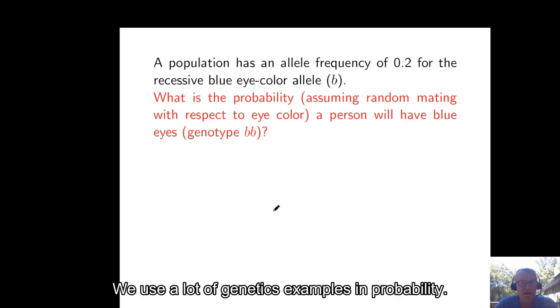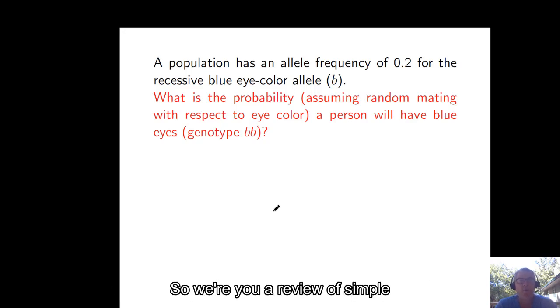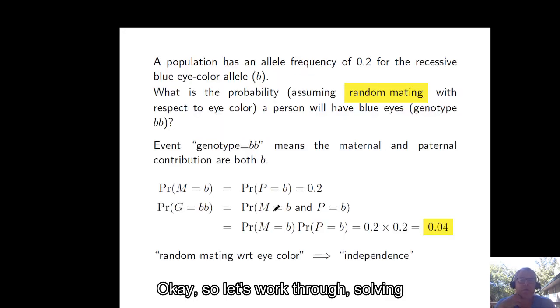We use a lot of genetics examples in probability, so a review of simple genetics might be wise too, just the notation. But we don't get into anything really fancy with genetics, just dominance and things like that. Okay, so let's work through solving this.